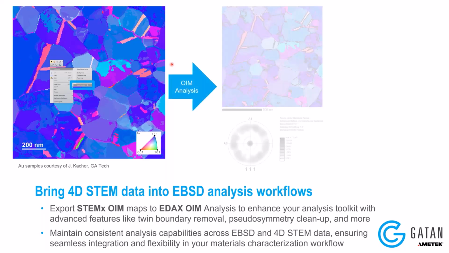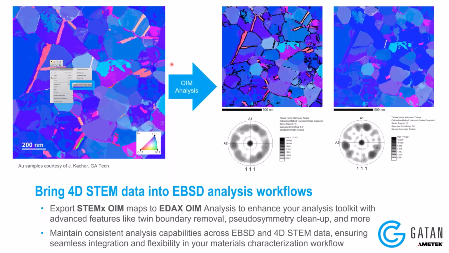So the last thing I just want to talk about also in terms of multimodal and correlative workflows is the idea that we can take our 4D STEM orientation analysis that we get within DigitalMicrograph and then put it into our EBSD workflows, because a lot of folks who are doing EBSD are interested now in 4D STEM, but want to still be able to do what they're used to, for example, using the STEMx OIM analysis software. So you can actually do that with STEMx OIM.